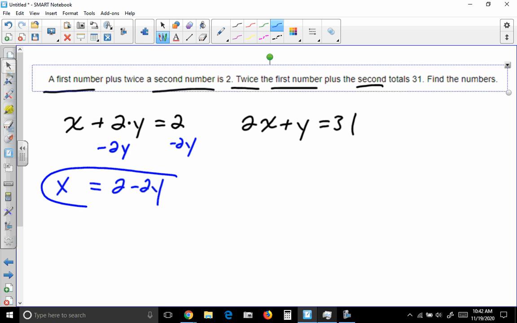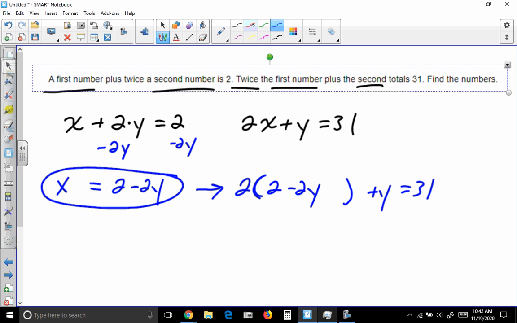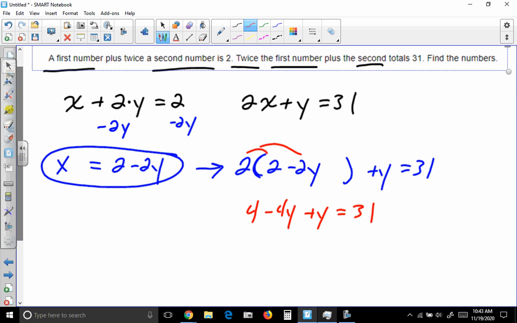Now that we have isolated x, we plug that into the other equation. So in the other equation, where there's an x, we're going to put a set of parentheses where the x is. And in place of x, we're going to put 2 minus 2y. 2 times x, x is that. So a number in front of a parenthesis is distributed, so 2 times 2, 2 times negative 2y. Notice how our equation has one variable, so we can solve it. Negative 4 plus 1 would make minus 3y.